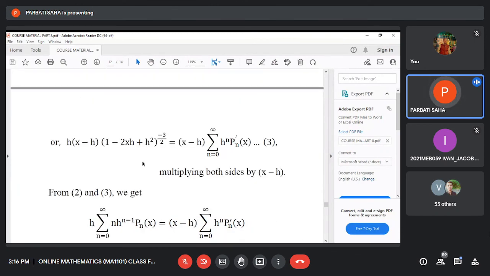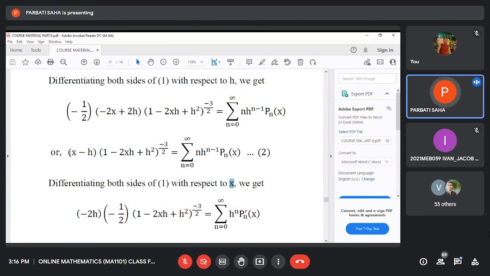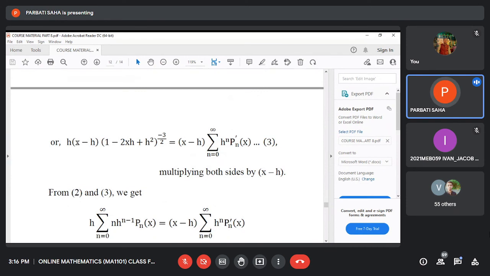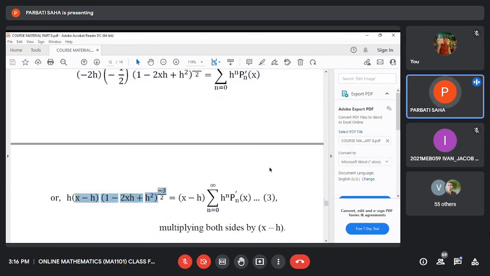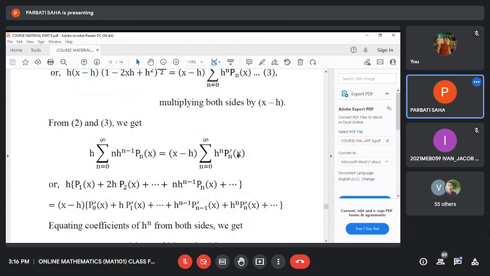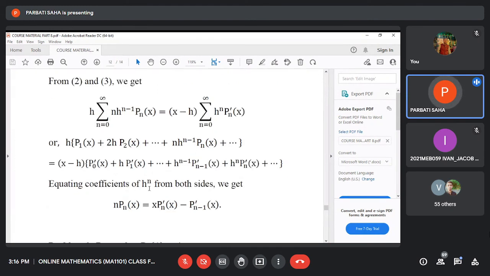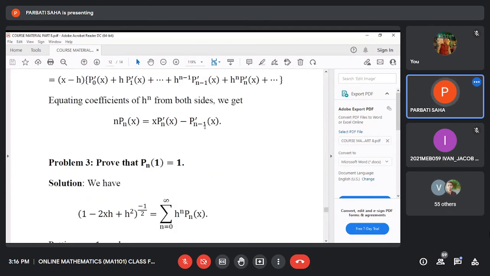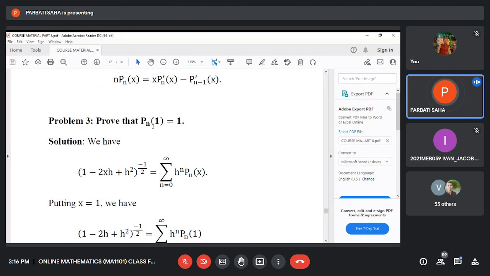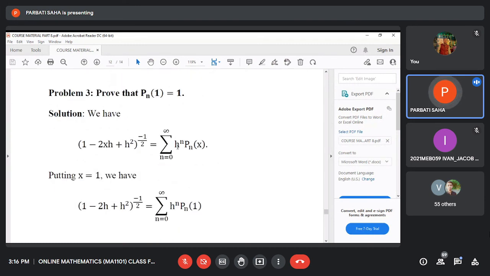Why have you multiplied by x minus h? Here the left side contains x minus h into this factor. To make this term, x minus h into this factor, we have multiplied both sides by x minus h to obtain this. And then just compare 2 and 3 and we obtain this. Now we just break these summation symbols and obtain this. Then again you equate coefficients of h to the power n from both sides and obtain this, and then it is proved.